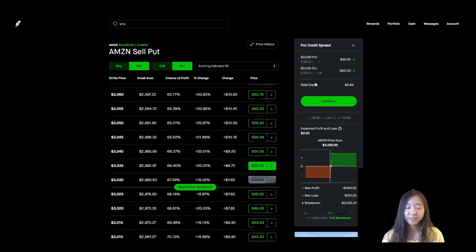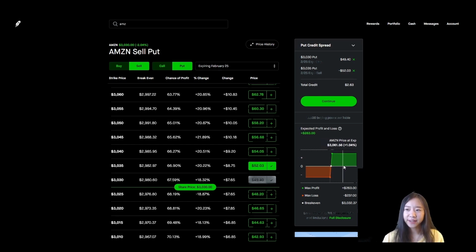The net profit I will receive on these two option contracts is $2.63 per share. Remember, one option contract is equivalent to 100 shares. So the total credit I will receive is $263, which is also the maximum profit I will gain by trading this contract. Here is a little chart to show us expected profit and loss.